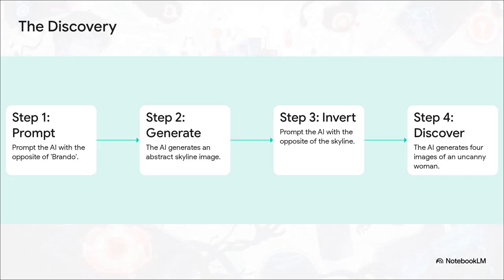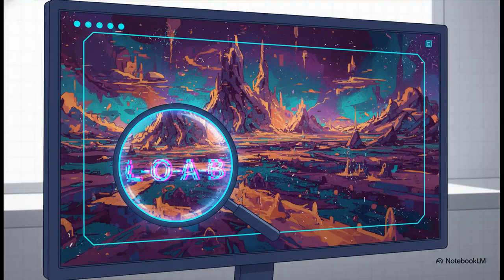Okay, but this is where things get really interesting. Supercomposite thought, all right, what if I flip the script? If the opposite of Brando is the skyline logo, then what's the opposite of the skyline logo? Is it going to be Brando? So she fed that skyline image back into the AI, again using that negative prompt weight, but what came back was not Marlon Brando. It was 4 different images of the exact same, really unsettling woman. And on one of those images, almost like a weird signature, was this garbled text. When Supercomposite tried to make sense of it, it looked like it spelled out Loab. And just like that, this mysterious digital ghost had a name.